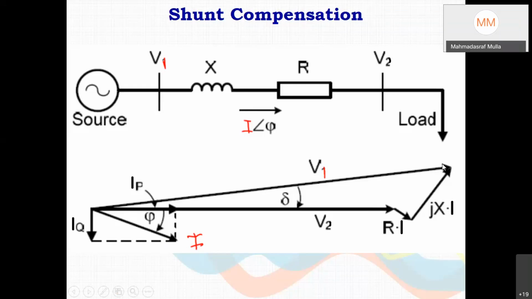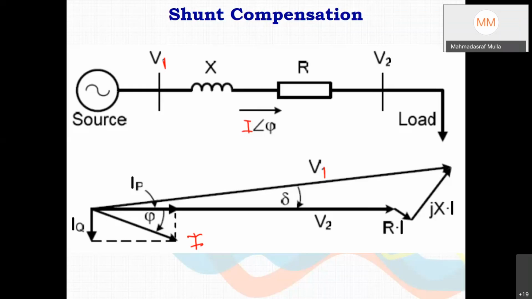This is the net effect. The sending end is sending this much voltage, but because of this lagging current you are drawing, the receiving end voltage magnitude is less. So there is a drop of the voltage, because of drawing a lagging current through this transmission line.